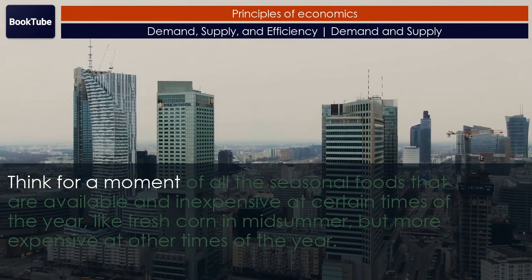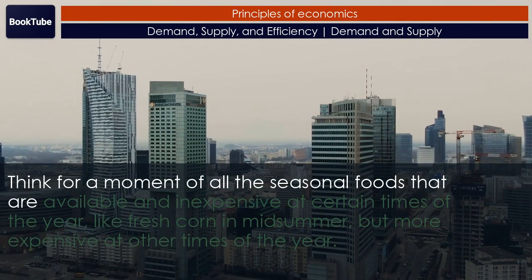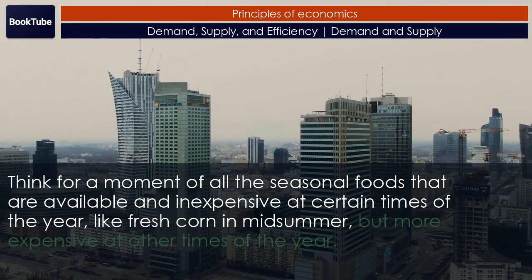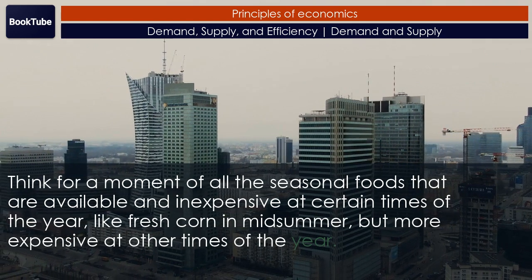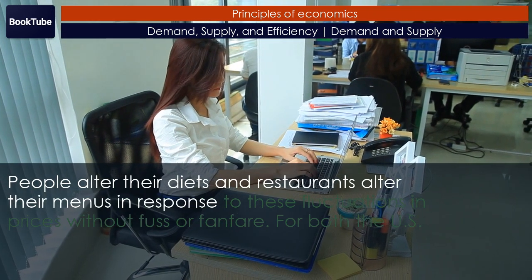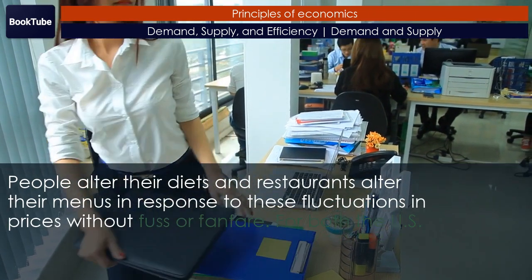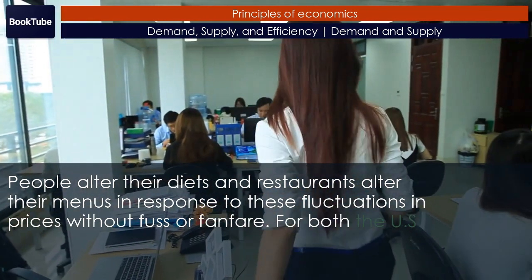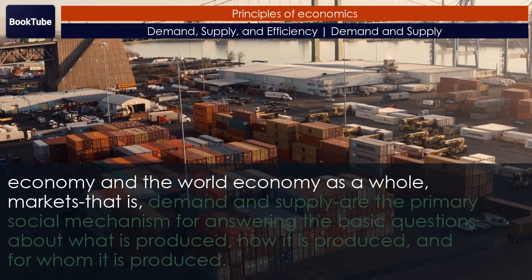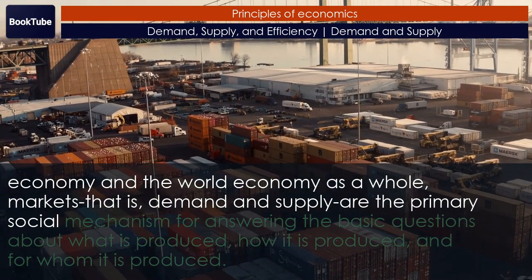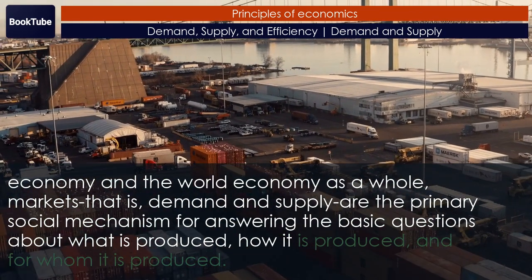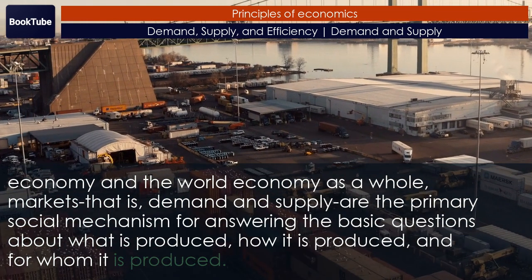Think for a moment of all the seasonal foods that are available and inexpensive at certain times of the year, like fresh corn in midsummer, but more expensive at other times of the year. People alter their diets and restaurants alter their menus in response to these fluctuations in prices without fuss or fanfare. Markets, that is, demand and supply, are the primary social mechanism for answering the basic questions about what is produced, how it is produced, and for whom it is produced.